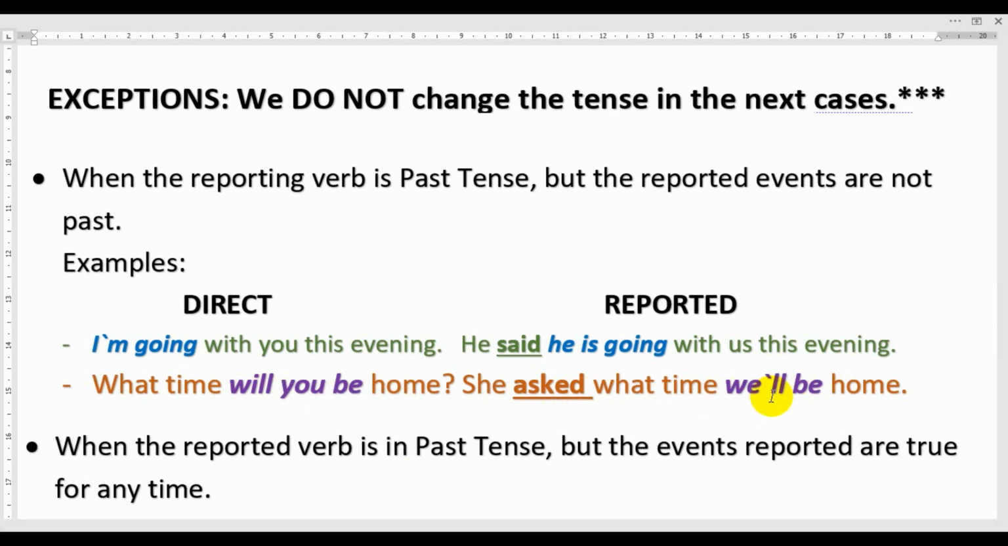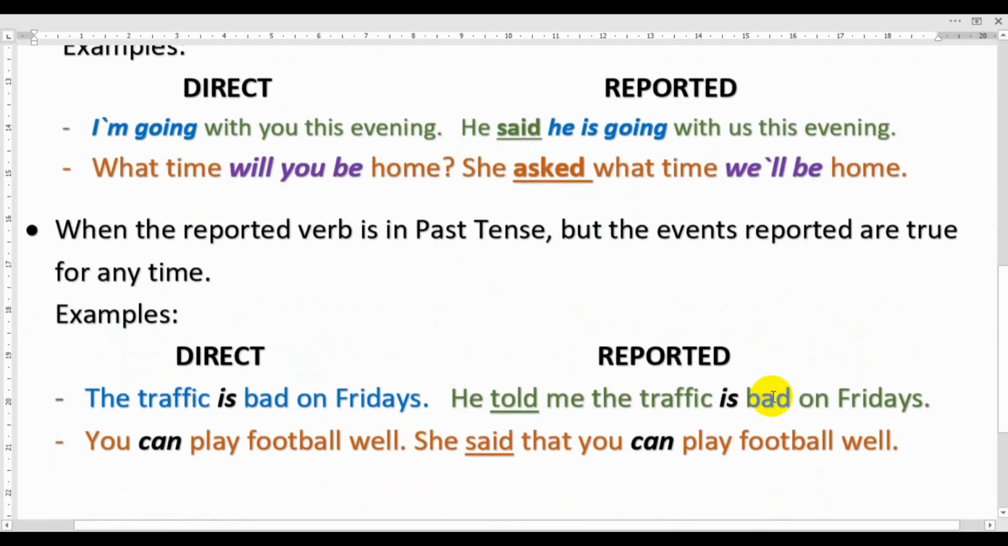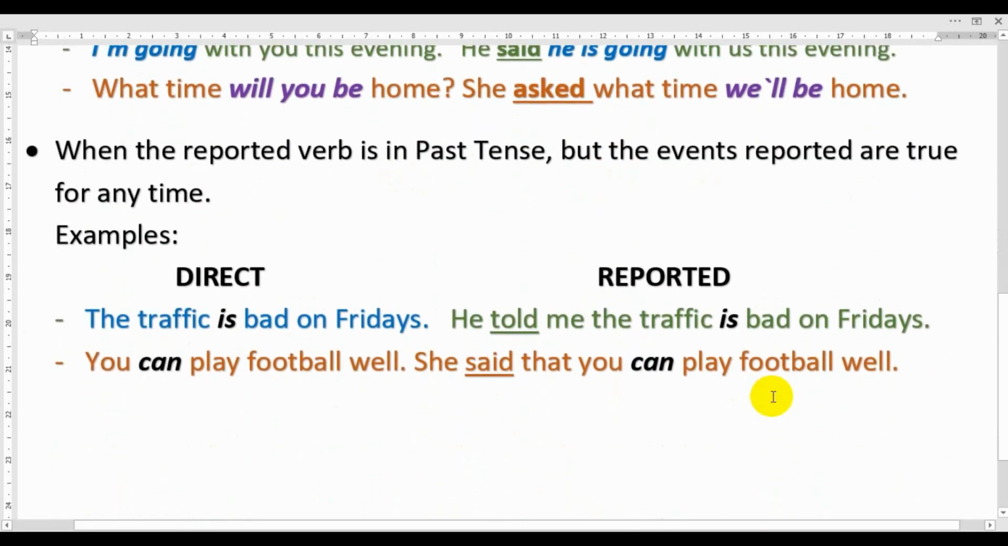This is the other exception that we have in here. Pay attention to the example. We do not change the verb when the reporting verb is in past tense, but the events reported are true for any time. Nosotros no cambiamos el tiempo gramatical cuando the reporting verb, los verbos que nos ayudan a reportar como tell and say, están en pasado, como en este caso, pero que los eventos que estamos reportando son verdaderos para cualquier tiempo.